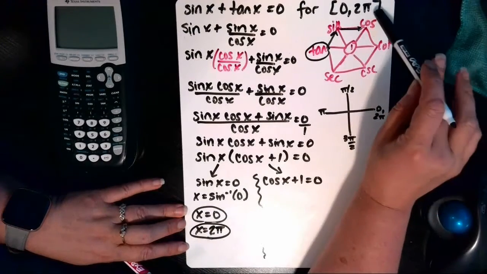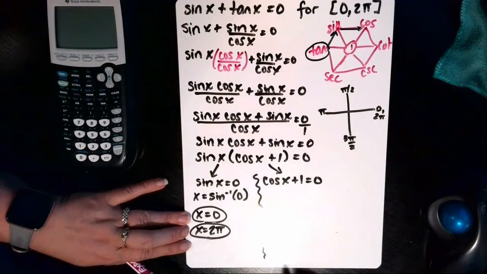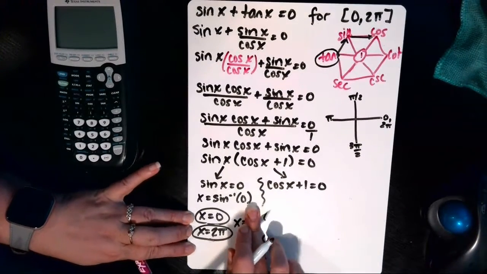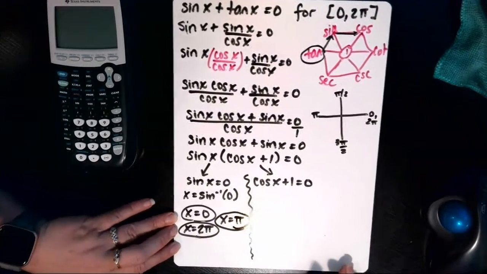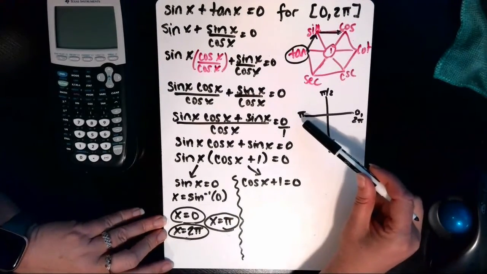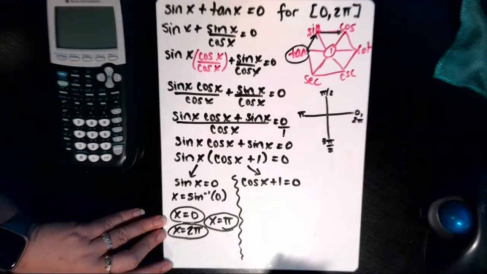Since we have brackets on the interval up here, that means it's inclusive, so 0 and 2 pi both need to be part of that solution set. And then x could also be equal to pi. That would be a third possibility, since the coordinate here at pi is (-1, 0). It has a y-coordinate of 0.